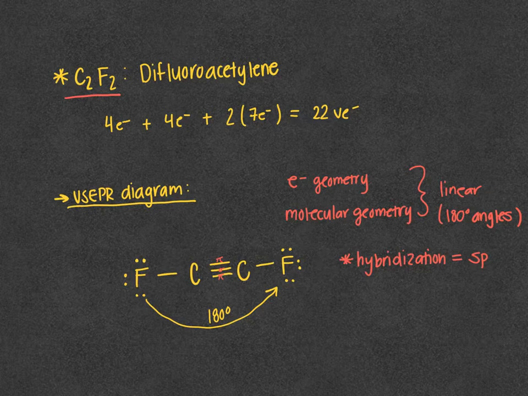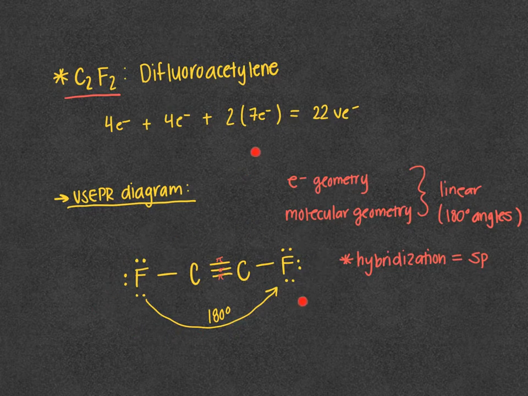So you have 4 electrons from carbon, plus 2 times 7 electrons per each fluorine. That gives a total of 22 valence electrons. Now that we figured out the valence electrons, now we can draw the VSEPR diagram, which is represented right here.